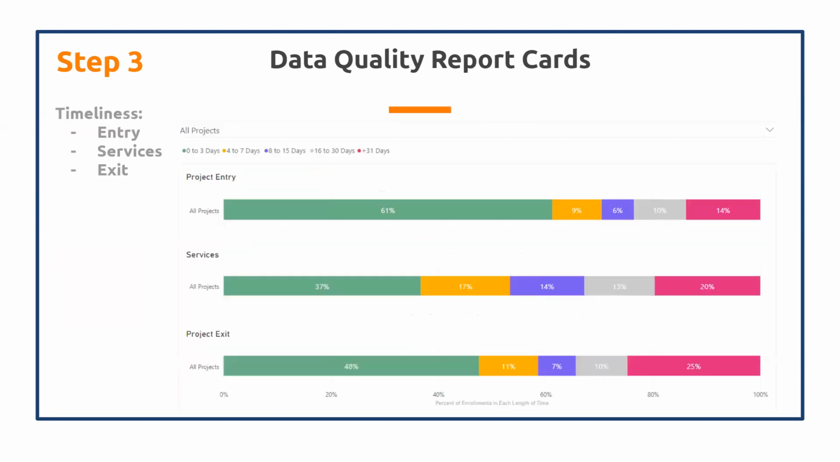Data timeliness is also included in the data quality report cards. Data timeliness refers to the degree to which data is entered into HMIS. This tracks data at 3 stages: at entry, services, and exit. You can see it's grouped into timeframes indicated by the color key above the bars. There's also a drop-down list, so you can, again, filter to your project.